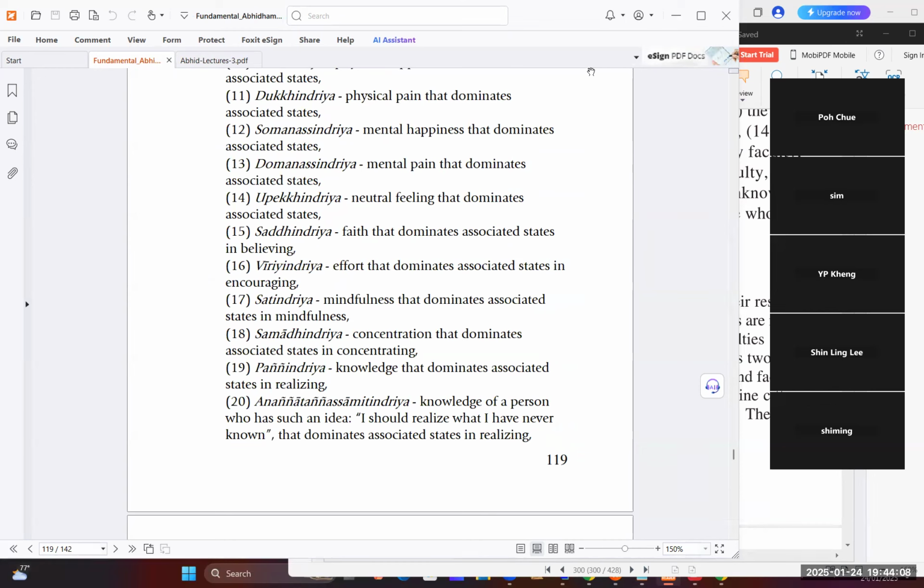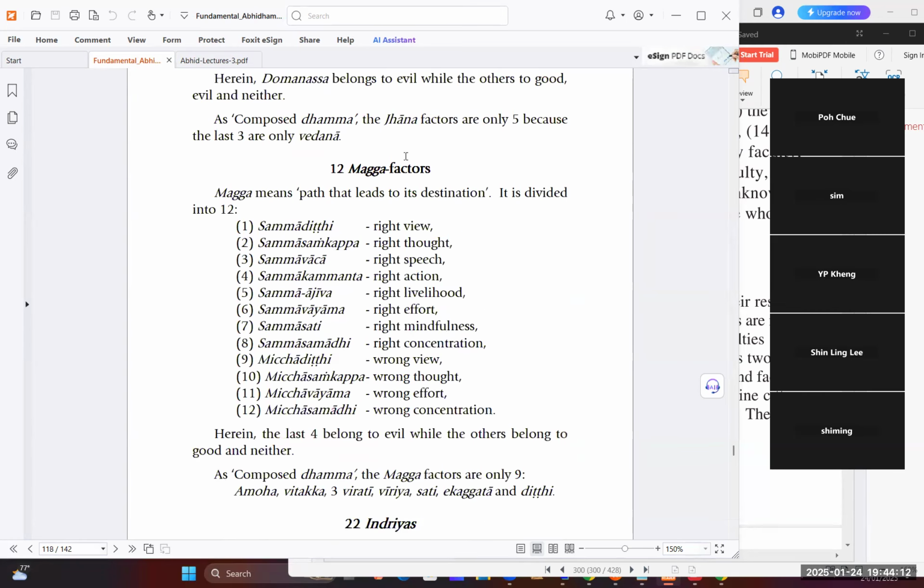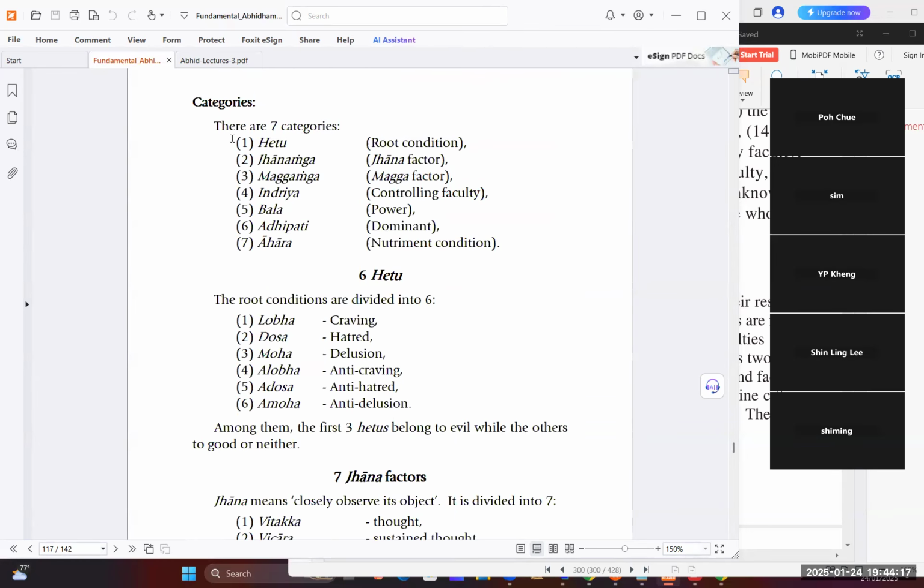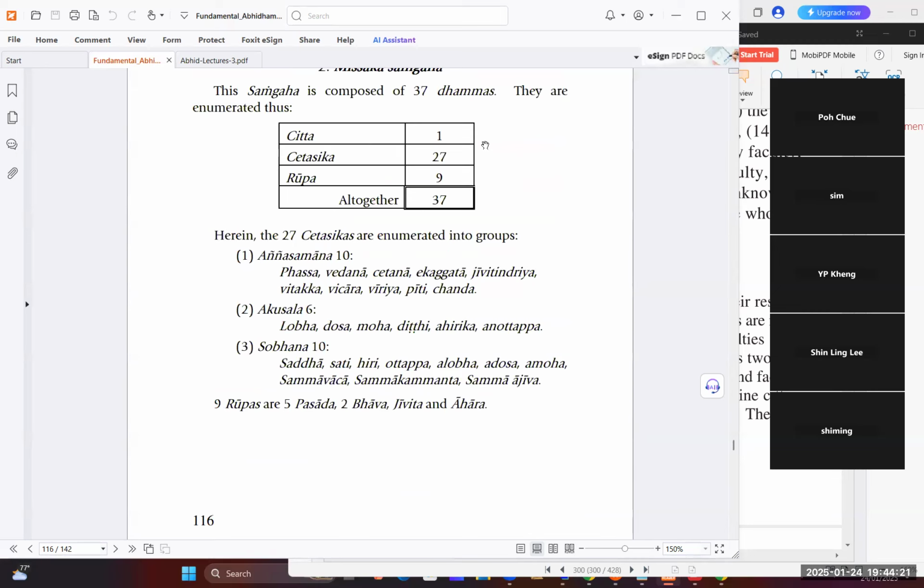I think that's enough for today. Basically for this chapter, it's really considered as a category, but at least you get to know different types of explanation and how to get this number. You just have to calculate the way we calculate to find out, like just now Pannindriya is 1, and how many Cetasika so far, 27. And Rupa just now we already see, we have how many? 8. We see the Vedana, Ekaggata, Jivitindriya, Vitakka, Viriya, Lobha, Dosa, Moha, Ditthi, Saddha, Sati, Alobha, Adosa, Amoha, Samma Vaca, Samma Kammanta, Samma Ajiva, we saw before. The 5 pasada we just saw, the 2 bhava, male and female, and Jivitindriya we saw before. All right, so that's why we come back here. Then you see some of the numbers here.